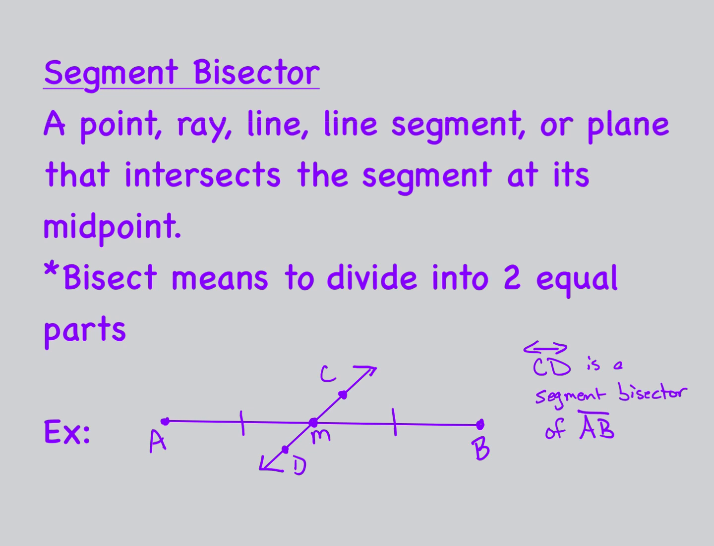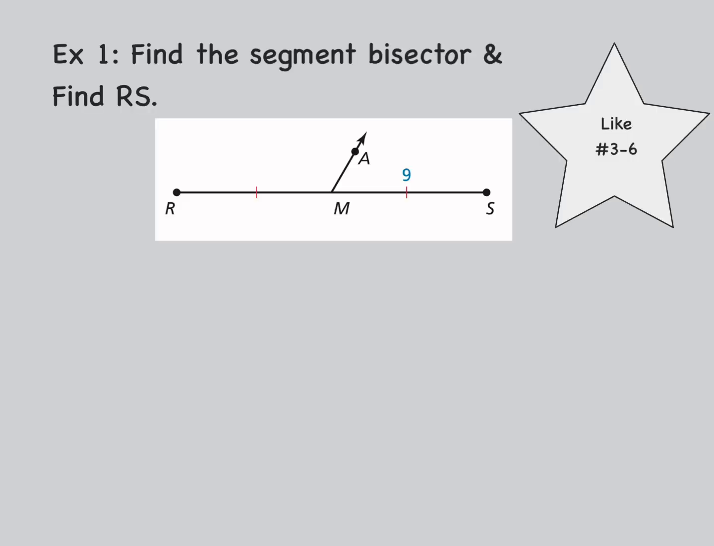Okay. So for our purposes, they'll tell you to name what the segment bisector is. So if it's a line, you say line and your 2 points or your letter. Okay? If it's a segment, name the segment, and so on. All right, write this one down. So class, this says find the segment bisector and find RS. How many answers am I going to have on this one? 2. Okay, we have to tell them the segment bisector. Then we have to find what RS is.